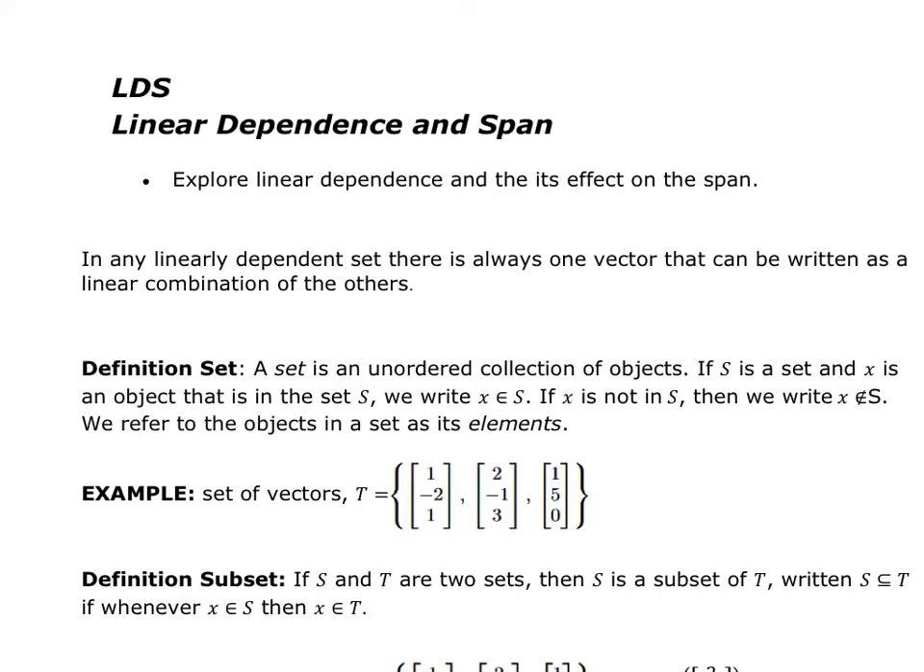In this video, we're going to talk about linear dependence and span. And just a couple of refresher definitions. We're going to first talk about what a set is. A set is just a collection of objects. For us, we're going to be looking at a collection of vectors.